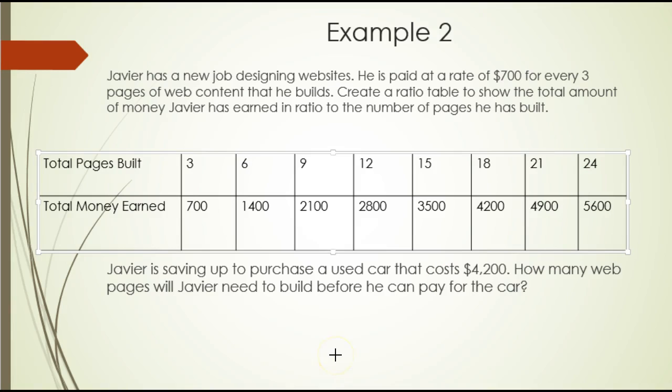So now JVR is saving up to purchase a used car that costs $4,200. How many web pages will JVR need to build before he can pay for the car? So I want to know for $4,200. I can go back up here in my ratio table and I see that I have $4,200. And the amount of web pages you'll have to build to receive $4,200 is 18. So once he creates 18 web pages, he will have earned $4,200.